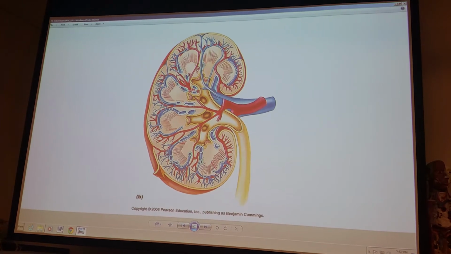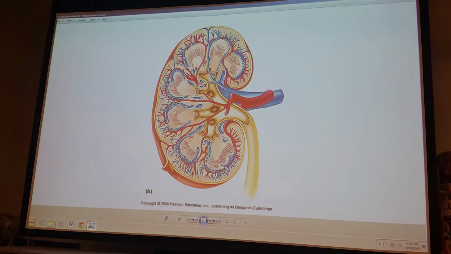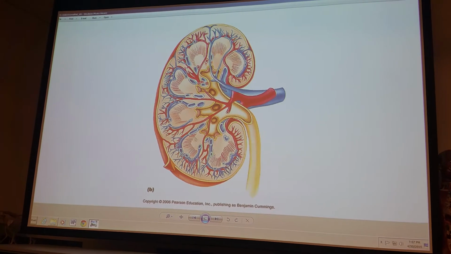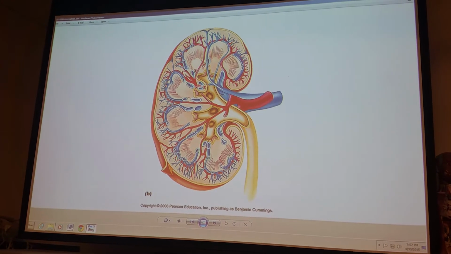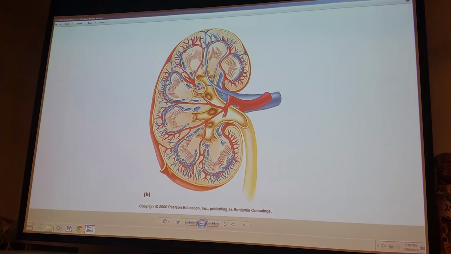What's this general area here? Yeah, I have it highlighted. It's the renal medulla. You always say renal medulla. There are other medullas around. You don't want to get your medullas mixed up. What part of the renal medulla is this?